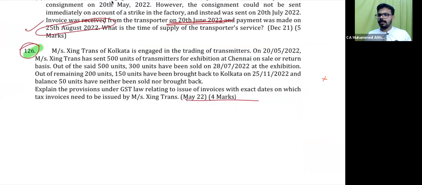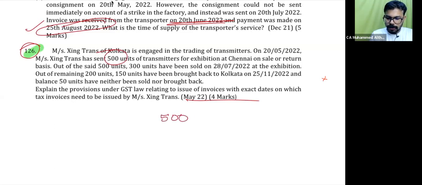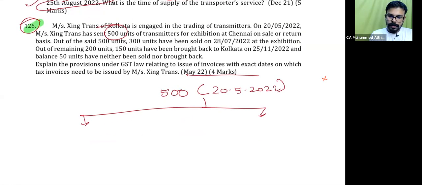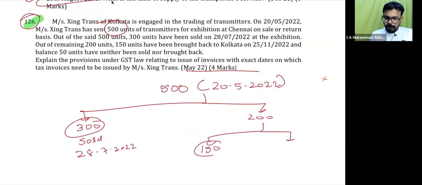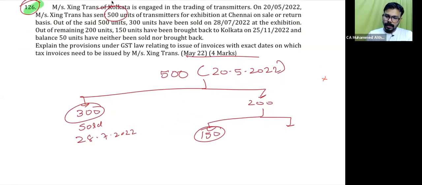Question 126, May 22 question. I'll tell you the question first. They have sent 500 units on a sale on approval basis, or sale or return basis. Out of this, 500 units were sent on 20/5/2022. Out of this 500, 300 units have been sold on 28/7/2022. Balance 200 units is there. Out of this 200, 150 units they have brought back on 25/11/2022. Balance 50 units are not returned back. It is still there with the recipient. So it is not returned.